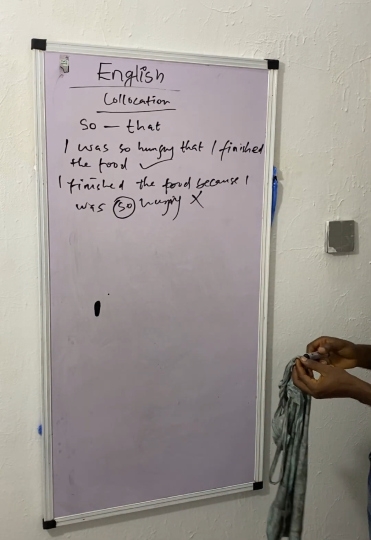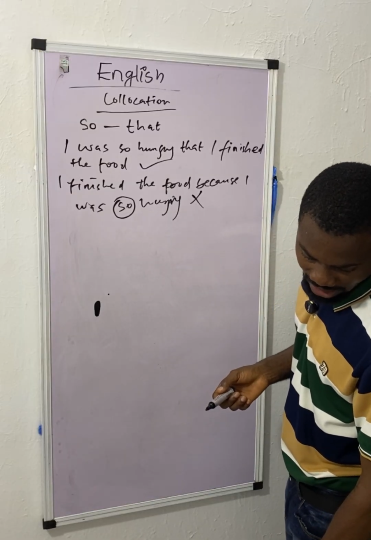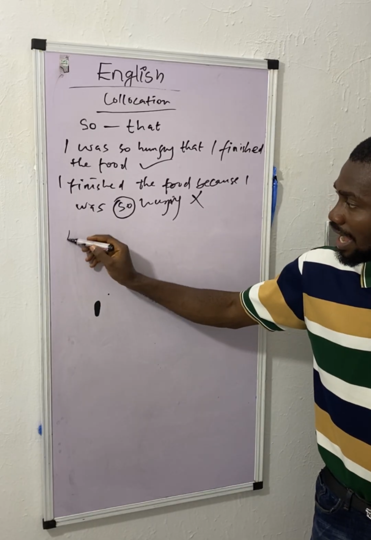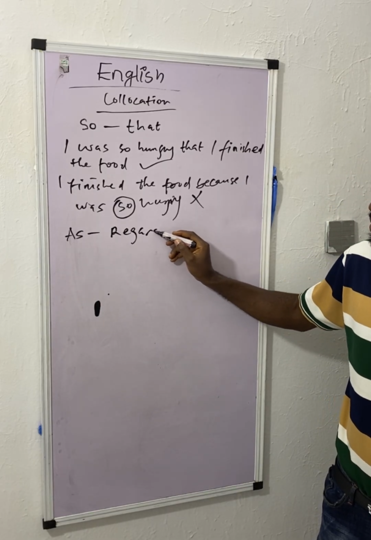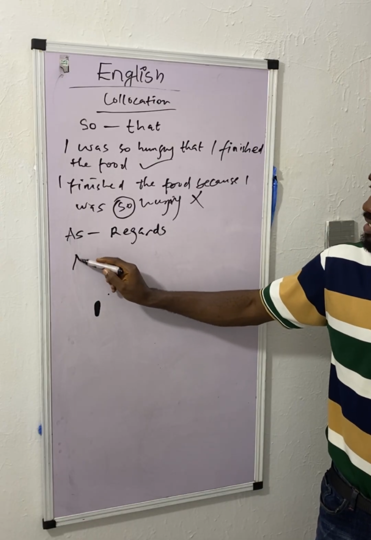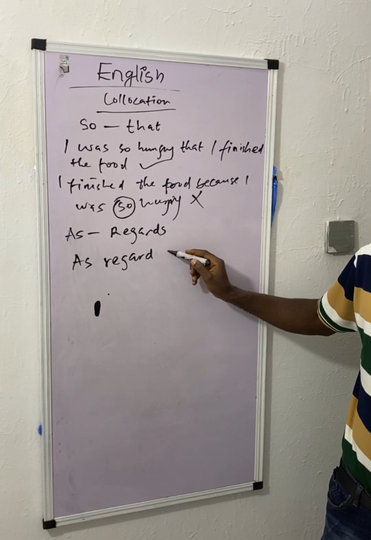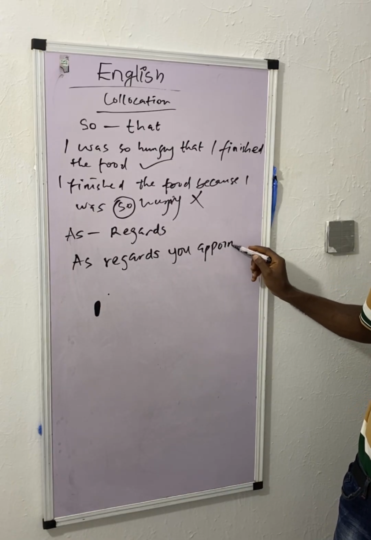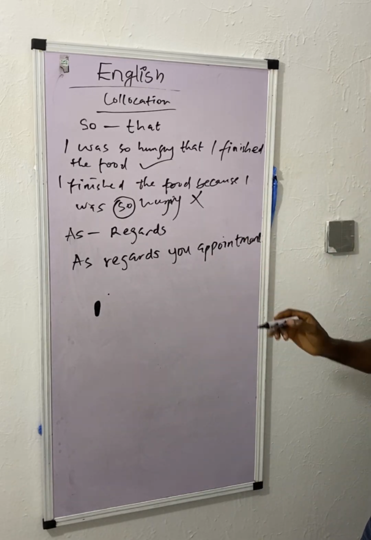Let's now look at other collocations. We have a lot. Look at the lesson note. You are going to see them. As and regards. As collocates with what? Regards. So we can say as regards your appointment. As regards your appointment, we are doing everything correct.